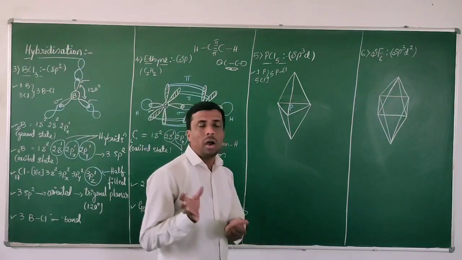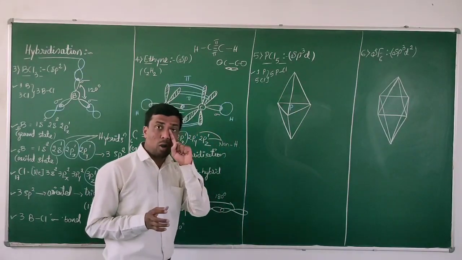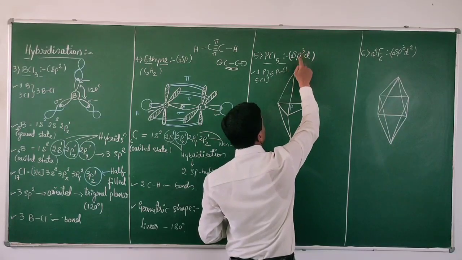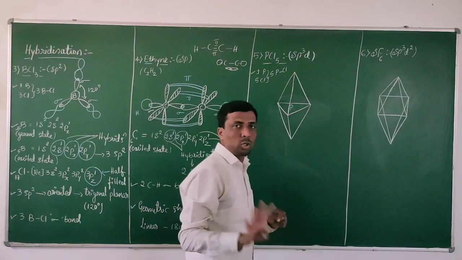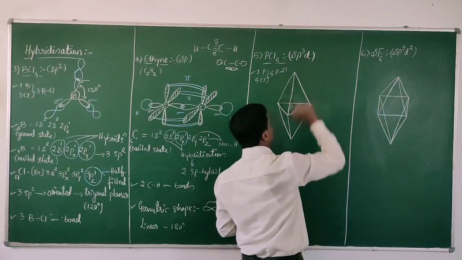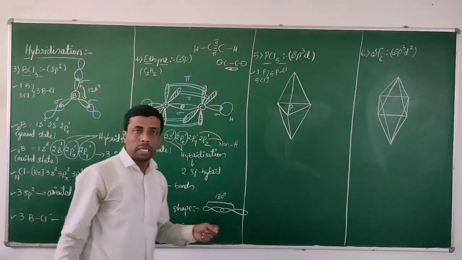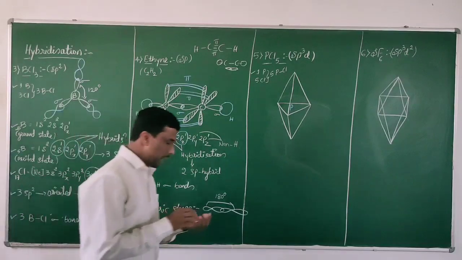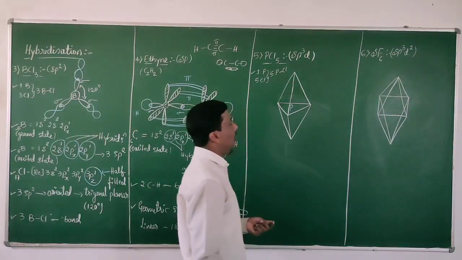So which hybridization gives 5 hybrid orbitals? This one 1s, 3p, total 4, and 1 from the d. It is making sp3d hybridization here. Now sp3d hybridization is done.